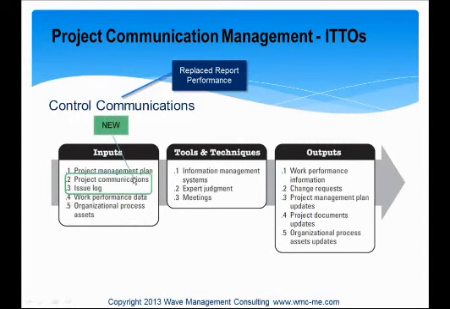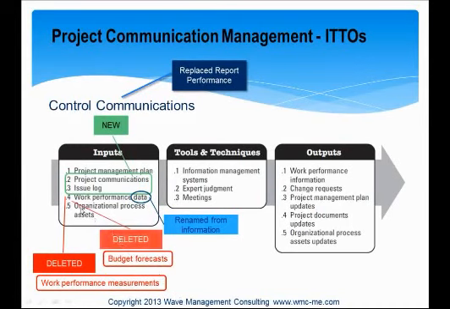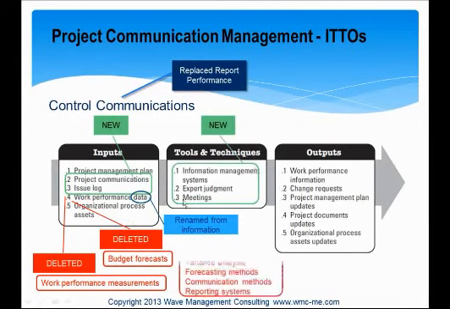We have two new inputs: project communications and issue log. They renamed information to data. They deleted work performance measurements from the inputs list, as well as budget forecasts. In the tools and techniques, they replaced all the tools and techniques which were in the 4th edition of the PMBOK, and they replaced them with these three items: information management systems, expert judgment, and meetings.